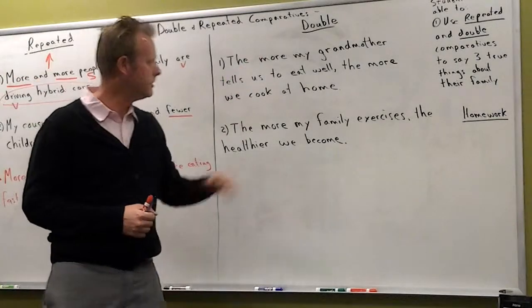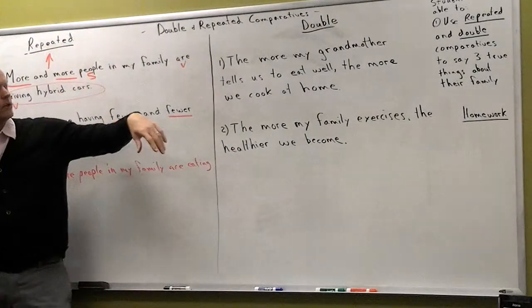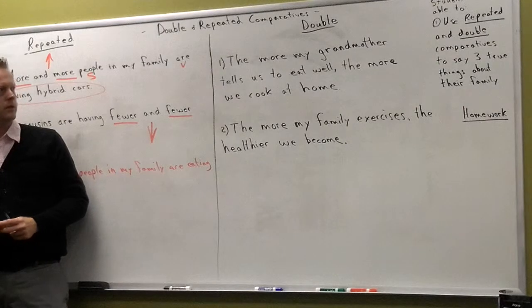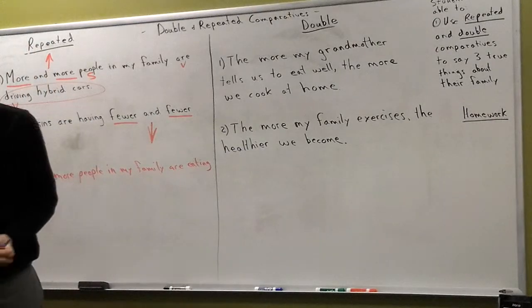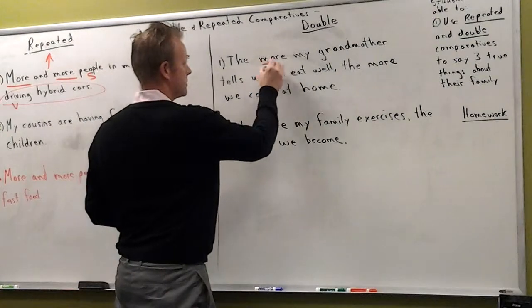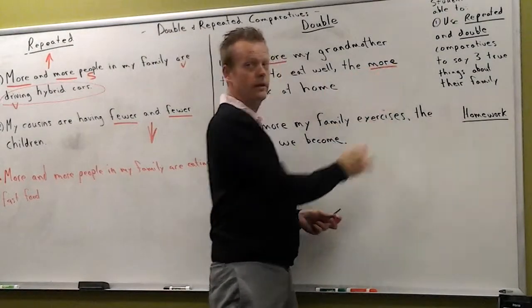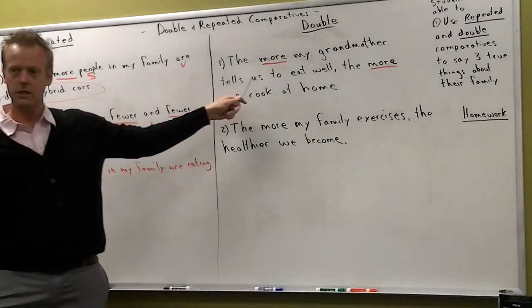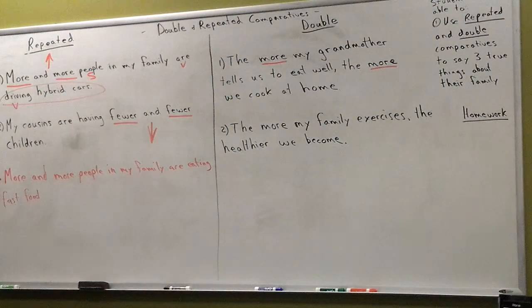Let's jump over here now and talk. Do you feel comfortable with this? You guys okay? Alright, now let's jump over here. Let's have Sheikhna, will you read this? The more my grandmother tells us to eat well, the more we cook at home. Yeah. So where is the double comparative? The more we cook. The more. Mm-hmm. There's the first one. The more in the second. Yeah. And there's the second one. Now, what kind of a relationship is there in this sentence? What is this all about over here? Think about the first sentence. The more my grandmother tells us to eat well, the more we cook at home.